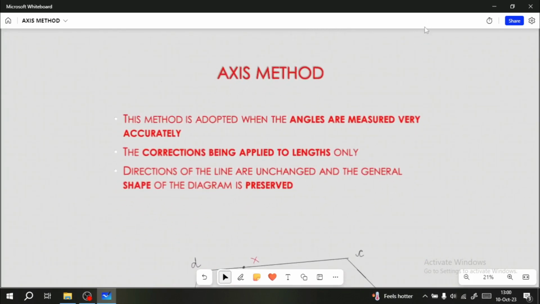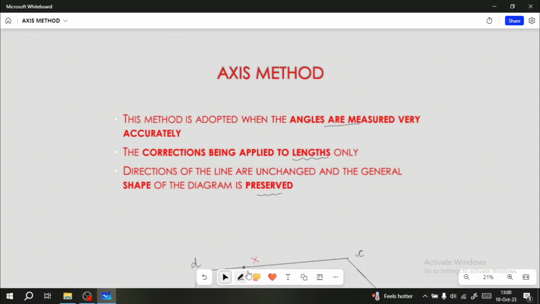The axis method is applied when the angle measurements are done with very high accuracy. So there is no change in the angle, and the correction that we are going to apply will be applied only to the length. The overall shape of the structure will be preserved. There will be no change in the shape, only the length of the traverse will be changed.